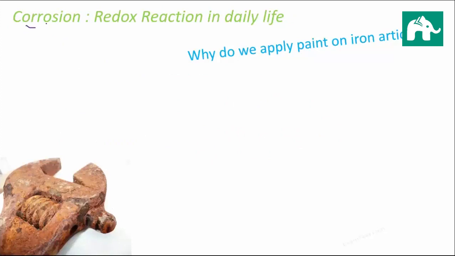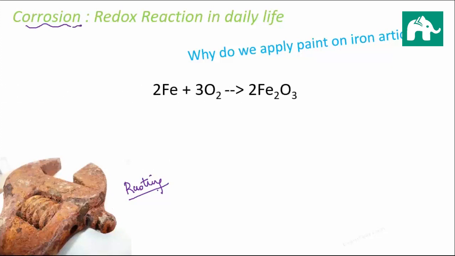One such example is corrosion. The best thing that you can think of is rusting of iron. So what happens in rusting? A reddish brown layer appears on the surface of iron articles, right? And from where do you get that layer? So that layer is nothing but oxide of iron.